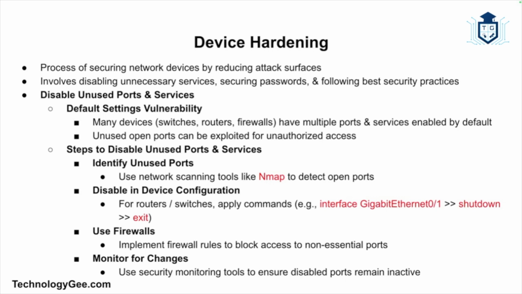First thing you want to do is identify the unused ports. You want to use network scanning tools like Nmap to detect open ports. Then you want to disable them in device configuration. For switches and routers, you want to use commands like interface gigabit Ethernet 0/1, shutdown, and exit. And then you want to use firewalls to block ports. So you want to implement firewall rules to restrict access to unnecessary ports. And then you want to monitor for changes. You want to use security monitoring tools to detect if a previously disabled port becomes active.